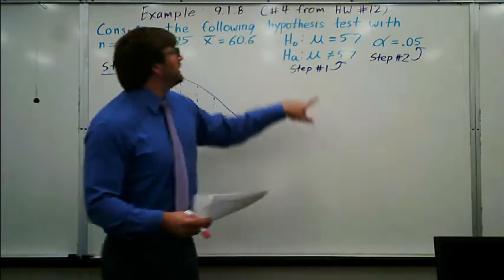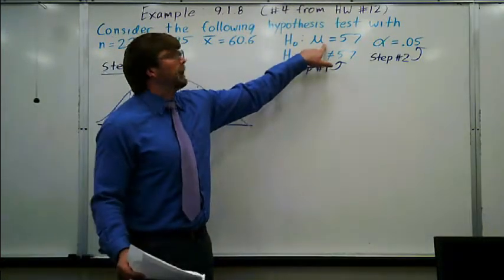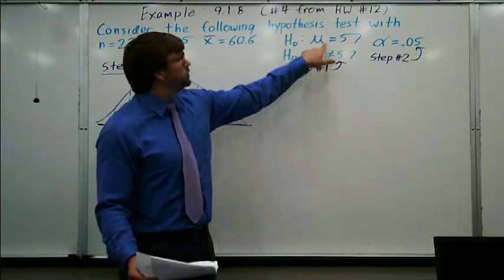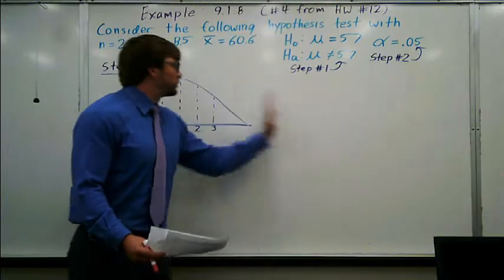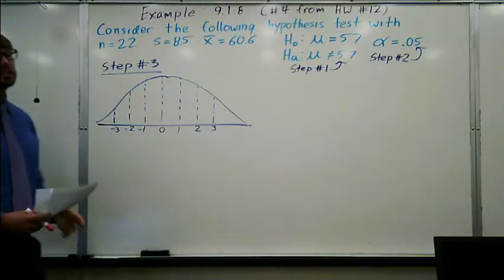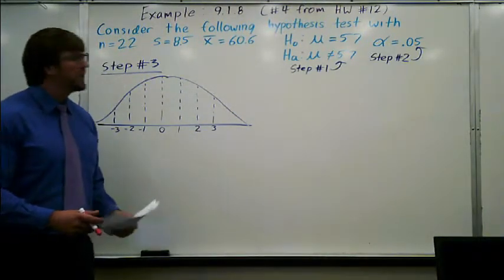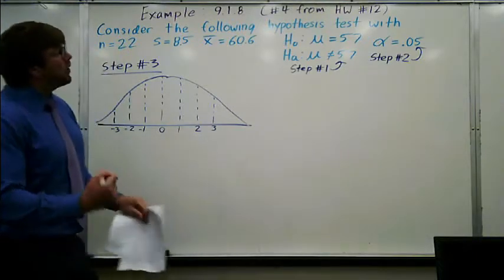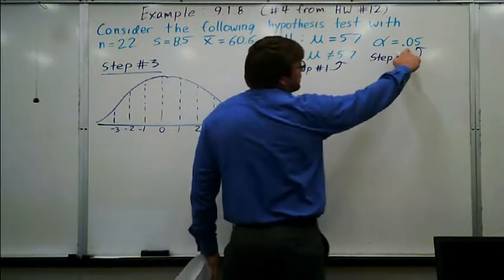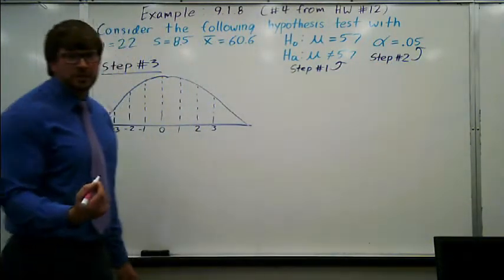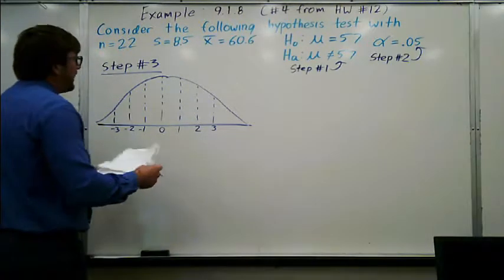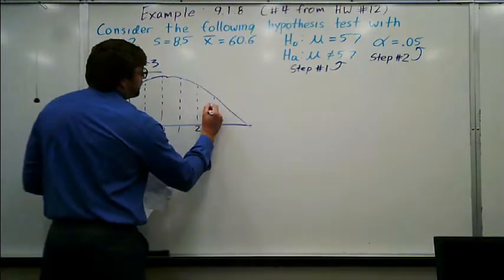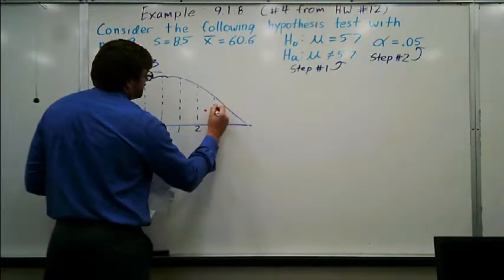Now, once again, because our null hypothesis is equal to, alternative is not equal to, we're worried about getting values either greater than or less than, so it's going to be a two-tailed test again. So now, our area of 0.05, again, is split between the two tails. So each tail is going to have an area of 0.025.